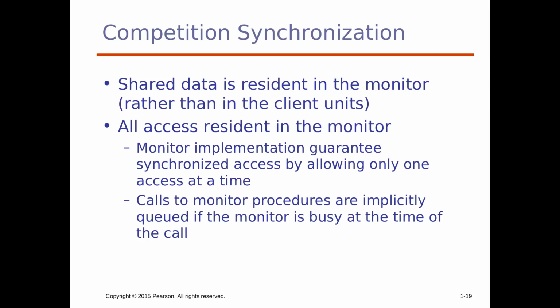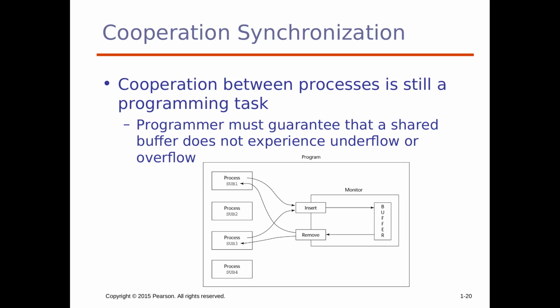Essentially, the calls to monitor procedures are implicitly queued if the monitor is busy. So, for example, if task A is in the middle of writing to our data, and task B at that exact moment attempts to read, task B will be queued during that period of time, and will not be allowed to read until after that write has finished. At that time, it'll exit the queue and then utilize the procedure it wanted to and continue on.